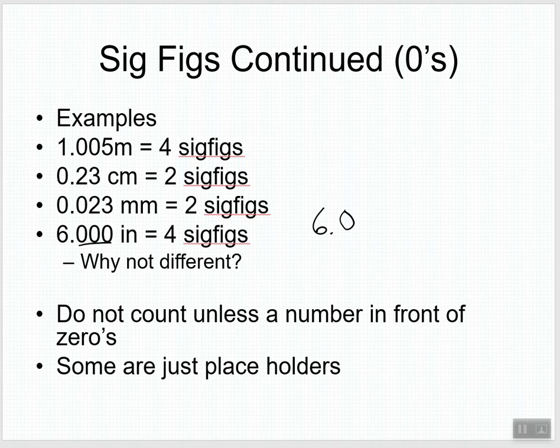So we do not count zeros unless there is a number in front of them. Some of these are just placeholders. So like here, if there's no number in front of these zeros, we don't include them as significant.